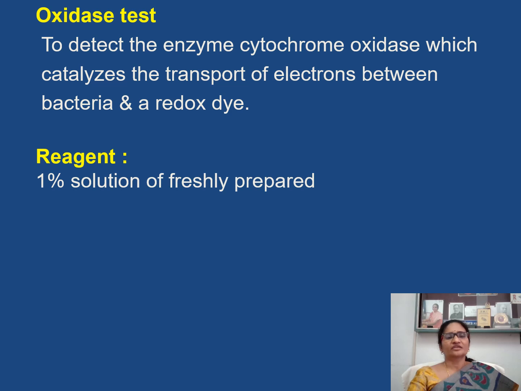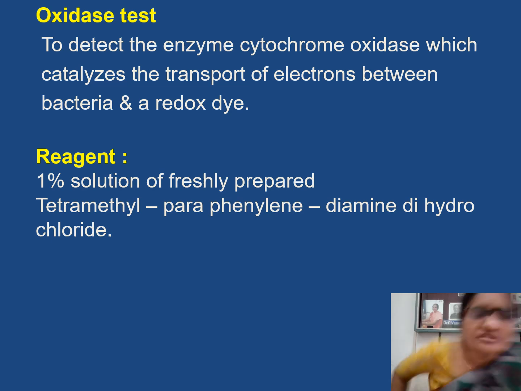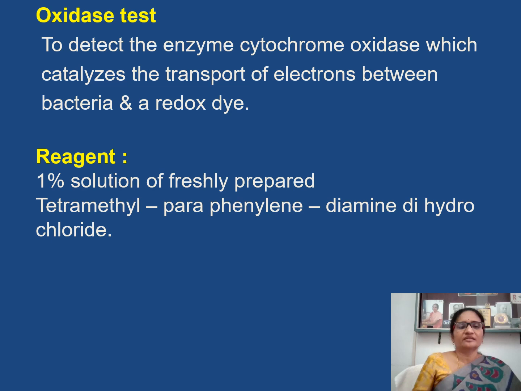What is that dye we are using to perform this oxidase test? That is nothing but a 1% freshly prepared solution of tetramethyl paraphenylene diamine dihydrochloride. We call it the oxidase reagent. A 1% solution means 1 gram in 100 ml of water. It has to be prepared freshly, the same day. Suppose you are doing the oxidase test, just 10 minutes before you have to prepare the solution.